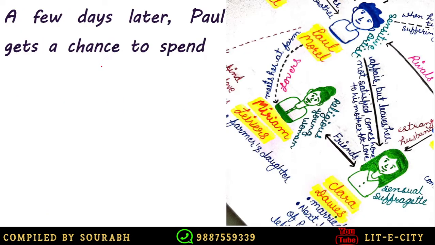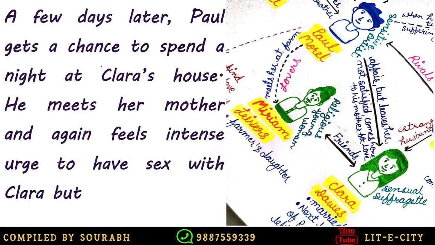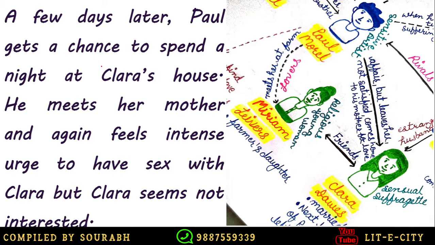Then a few days later, Paul gets a chance to spend a night at Clara's house. He meets her mother and again feels an intense urge to have sex with Clara, but Clara seems not interested. So now you can see how Paul is continuously oscillating between Miriam and Clara. Clara is already married, Miriam is quite religious, and Paul is not able to find both soul and body involved with these girls.